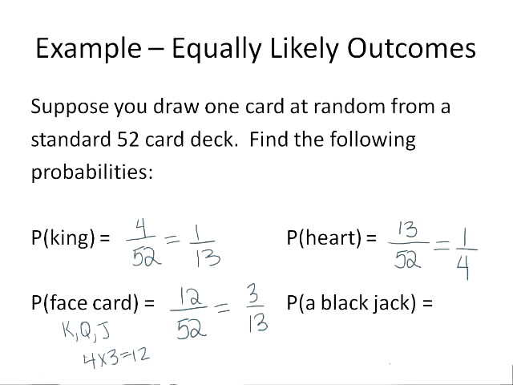Now the probability of a black jack, well, we have 52 cards total. How many black jacks are there? There are 2. There's the jack of clubs and the jack of spades. So this reduces with a common factor of 2 to 1 divided by 26.